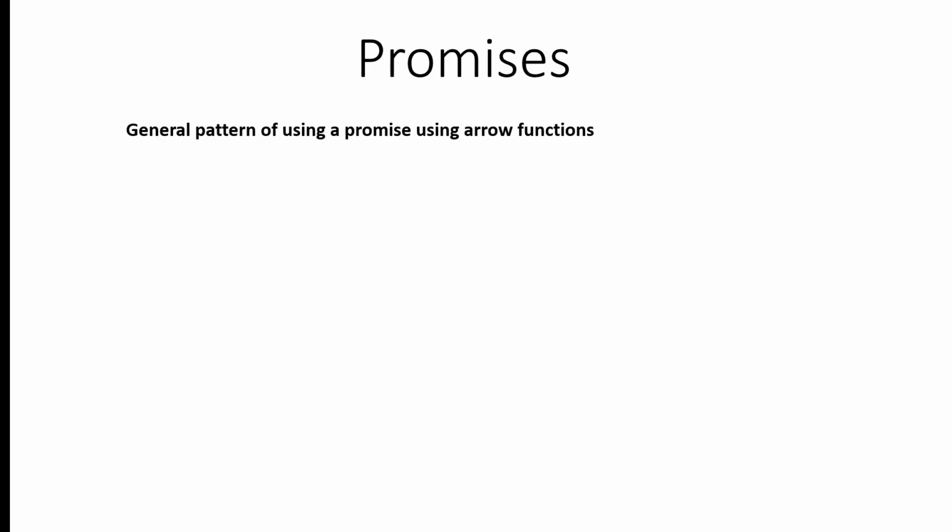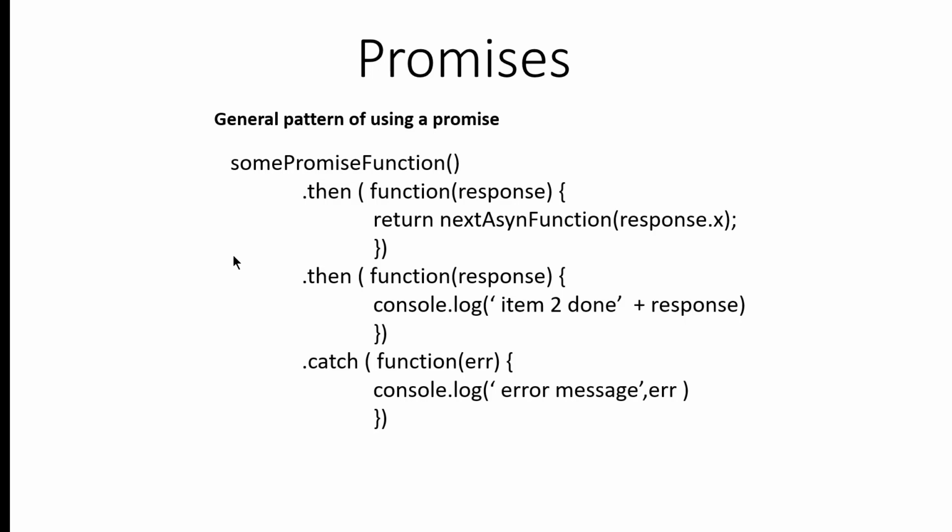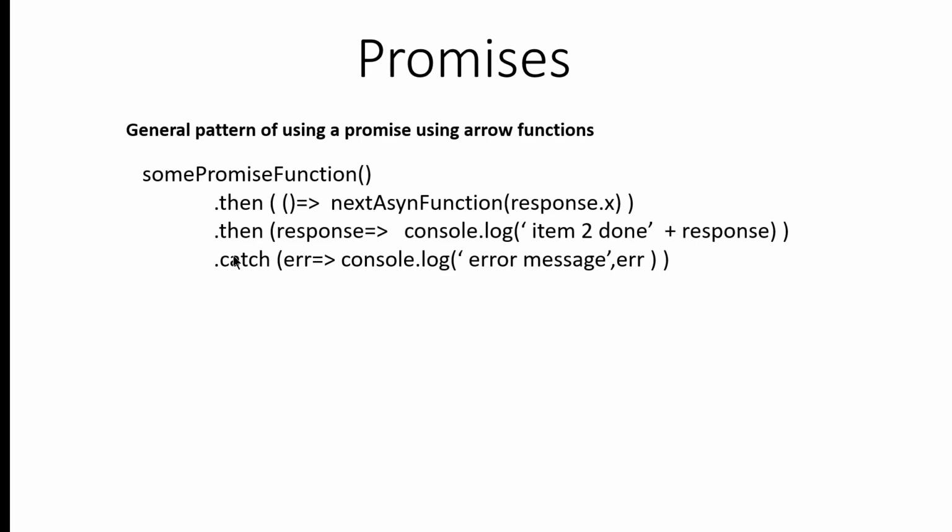If we look at a cleaned up version of this function now using the arrow functions, we can see that this is a lot easier to read and to decipher what's happening. We'll have some promise function that's returning a promise. So when this comes back, then we will do this. When this comes back, then we will do this, else we might have an error. Compare that to using it without the arrow functions. Once we use arrow functions, this does come out looking really nice and easy to read.